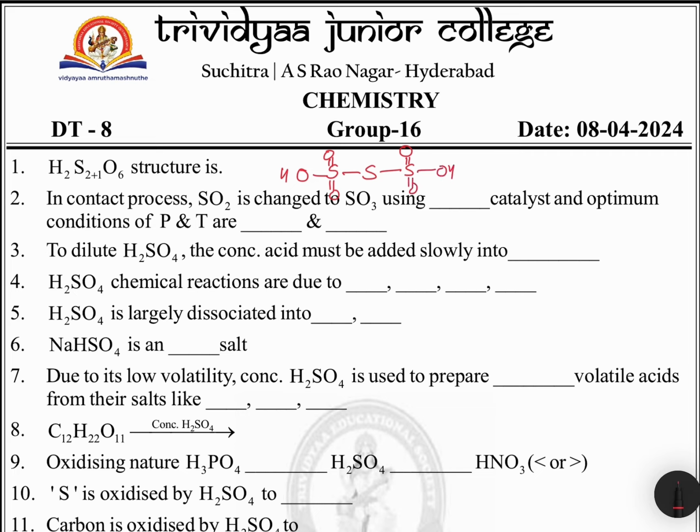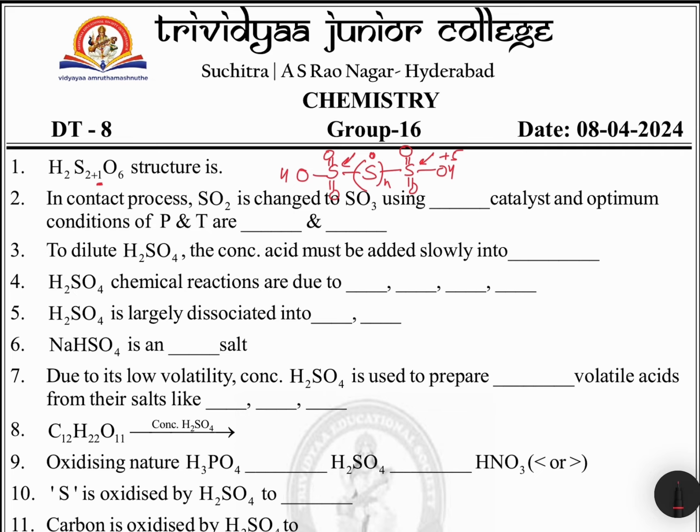If you have more S2 plus N, you can keep this as the N type. And all these sulfurs are with +5 oxidation state, and this central sulfur is with 0 oxidation state. Remember, this is a very important point.